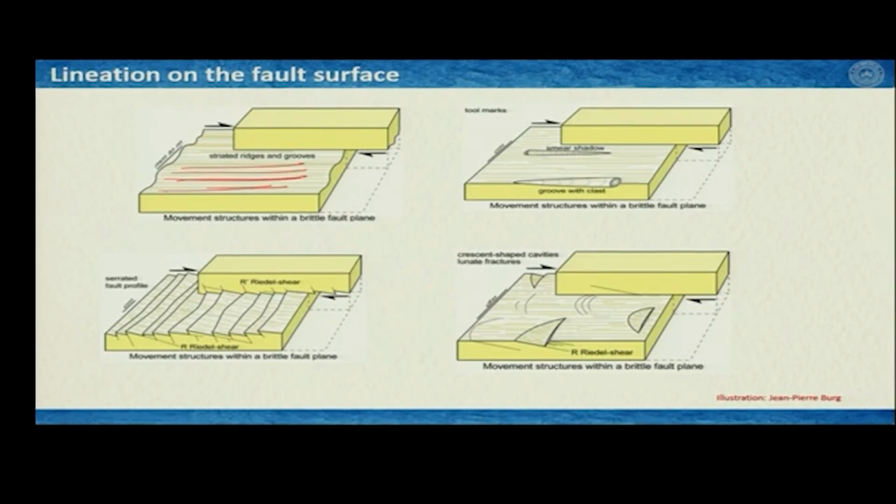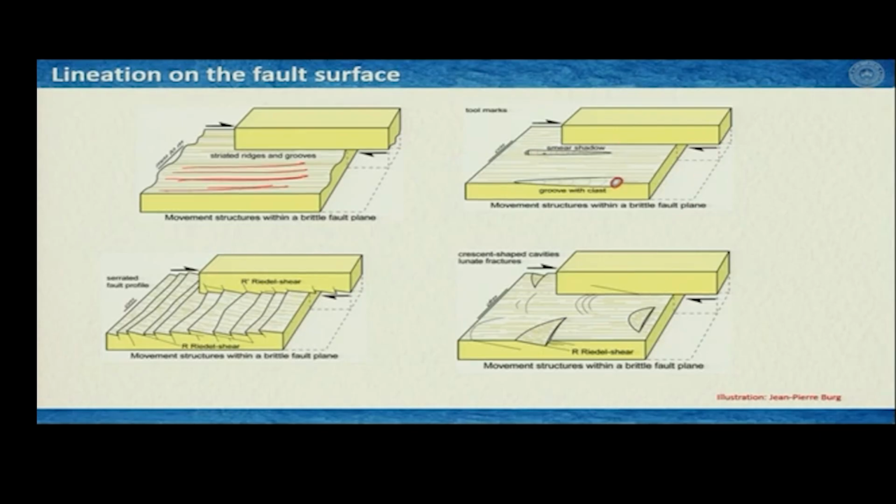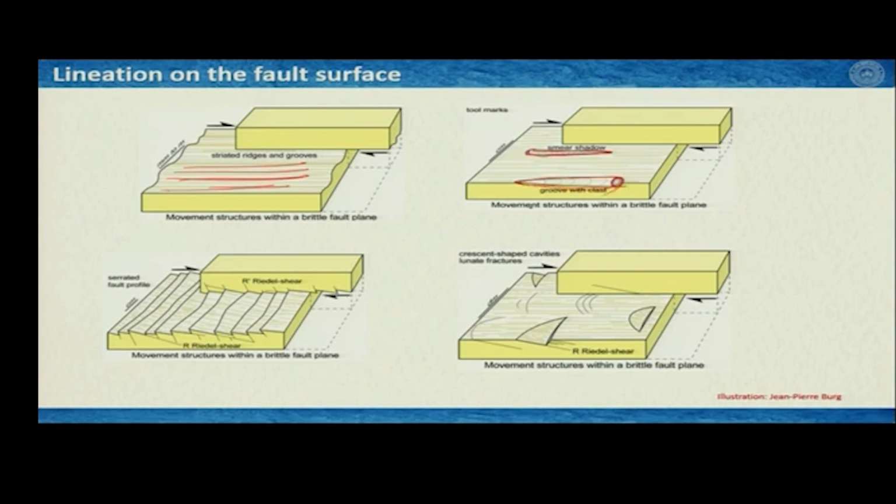And if you have some sort of clast, a broken piece, on this fault surface, then this also gets dragged, and you generate something which is called a smear shadow or groove with clast. This is also possible to visualize in the field if you are lucky.